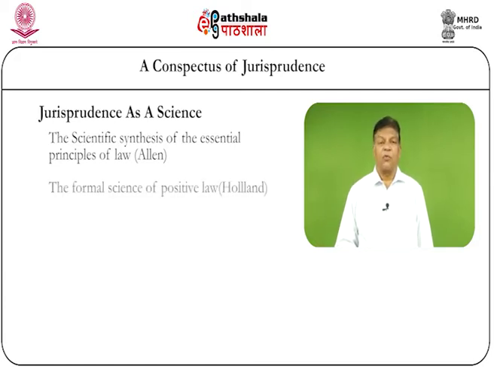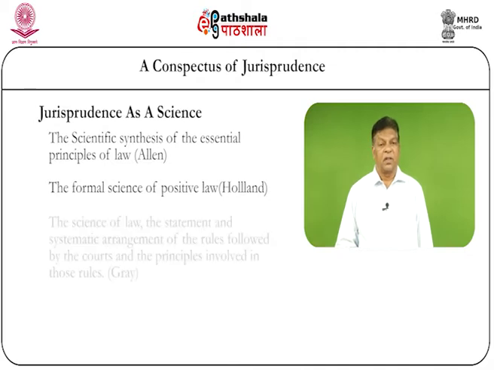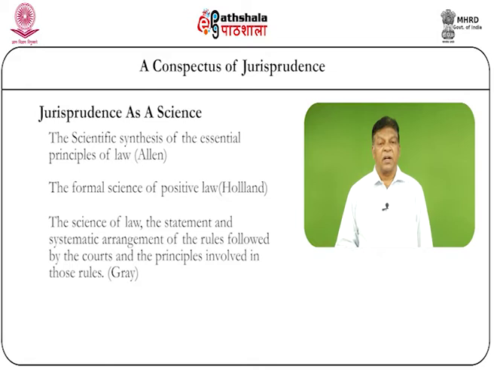Holland calls it the formal science of positive law, whereas Gray gave a very detailed account of jurisprudence as a science by commenting, I quote, "The science of law, the statement and systematic arrangement of the rules followed by the courts and the principles involved in those rules."